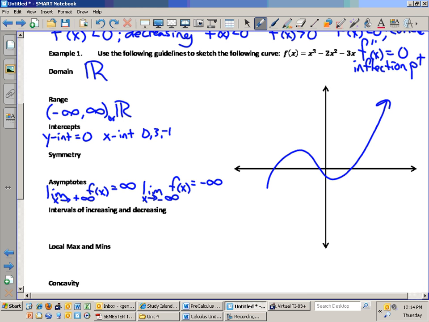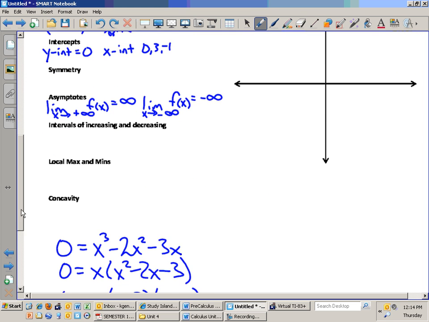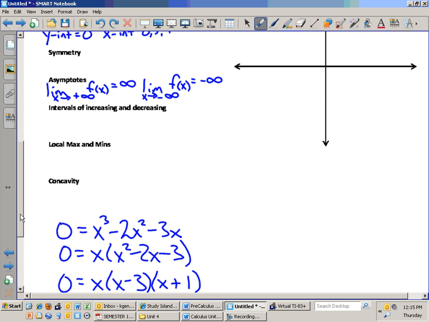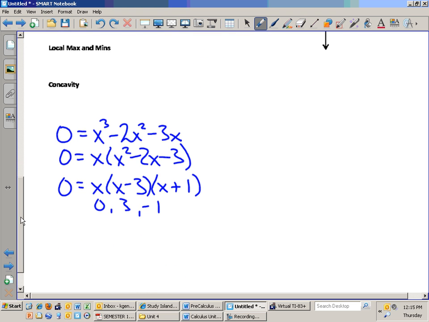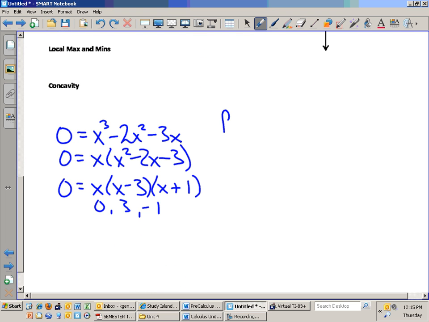Now the example on the back side is just slightly different. So that'll give you a little bit different example. So intervals of increasing and decreasing. What do I have to do to figure those out? Derivative. Nice job. F prime of x. I should write that down where I have some more space and write my answer there. So we'll do it right here. F prime of x is equal to what?